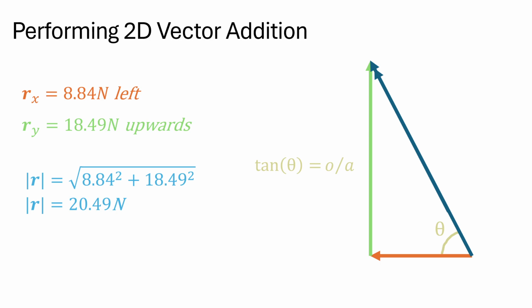So tan theta is opposite over adjacent. Theta is the tan inverse of 18.49 over 8.84, which is 64.45 degrees. So we have a magnitude of our resultant vector, and we have a direction it's acting in.